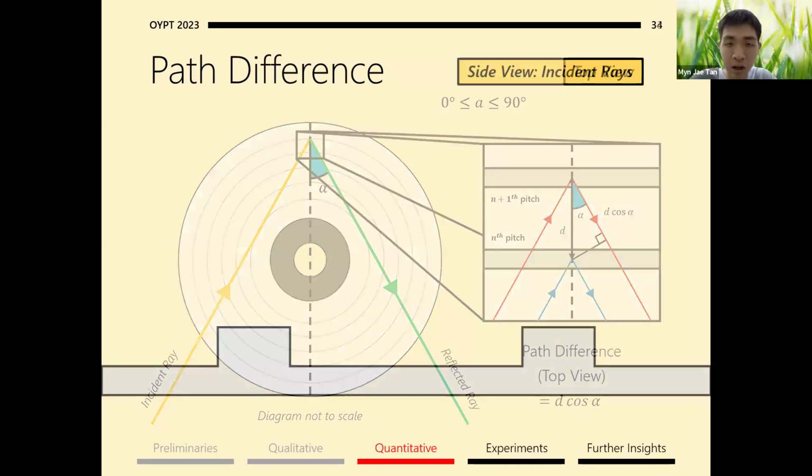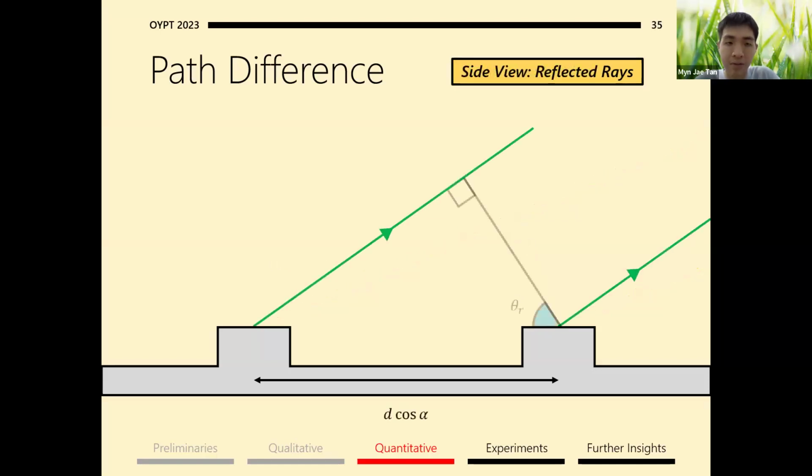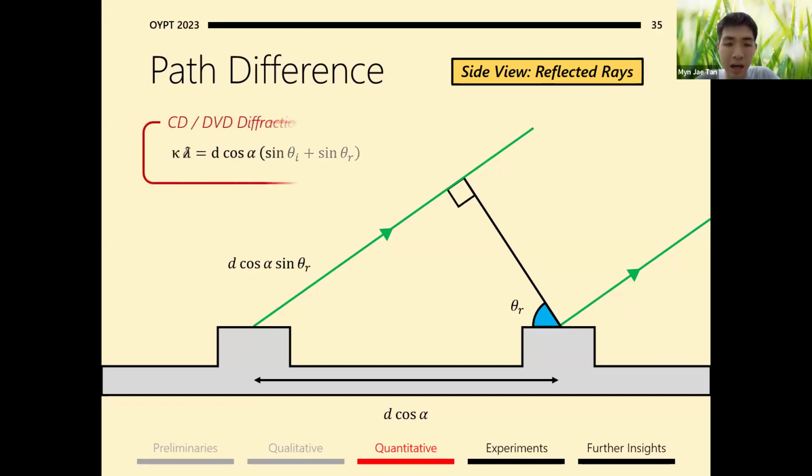And then moving on, I transfer the d cosine alpha to the track spacing, and now we are looking at it from the side view. We can also approximate the incident rays to be parallel because of the far field condition. So we can calculate the path difference again using trigonometry. And then we also have to account for the path difference by the reflected rays, which is shown as such. With that, we can get the total path difference by adding the path difference from the incident and the reflected rays. And this allows us to form the diffraction equation in the disk.